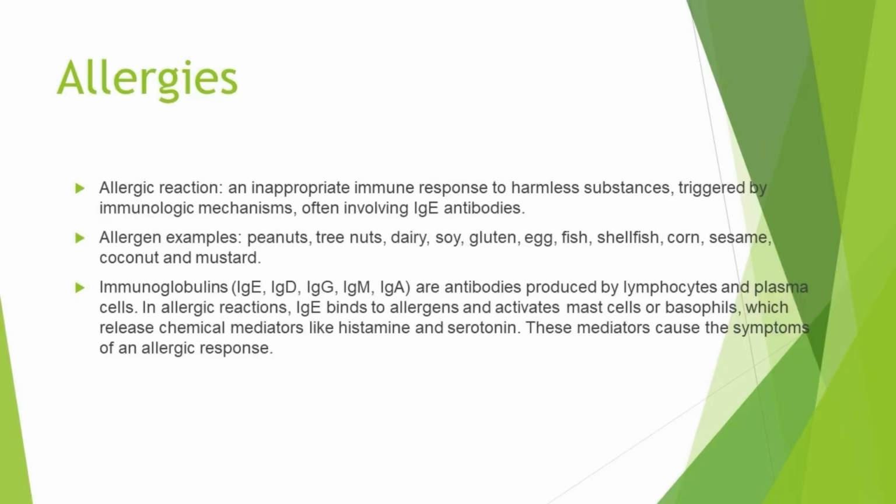And then we have those immunoglobulins. We have several different ones there. The one we're going to pay attention to today mainly with allergies is the IgE. These are antibodies produced by lymphocytes and plasma cells. In terms of allergic reactions, we're going to think about the IgE binding to the different allergens and activating those mast cells, which in return release chemical mediators like histamine.